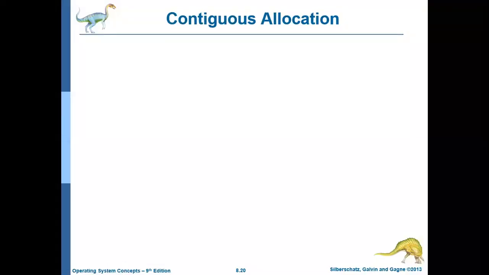Welcome. The topic we will be discussing in this lecture is contiguous memory allocation. So basically the main memory must accommodate both the operating system and the user process. So there is a question: where will the operating system be stored in the main memory and where will the user process be stored?